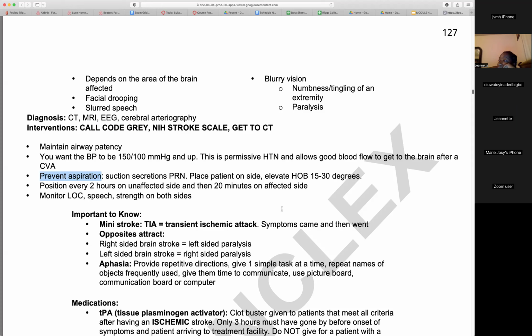Okay, so after a stroke, you want the blood pressure to be slightly elevated because it will help promote good blood flow to the brain, right? The one exception after a stroke that you don't want the blood pressure high is if they got TPA, because it can lead to bleeding in the brain and the patient can die from that.